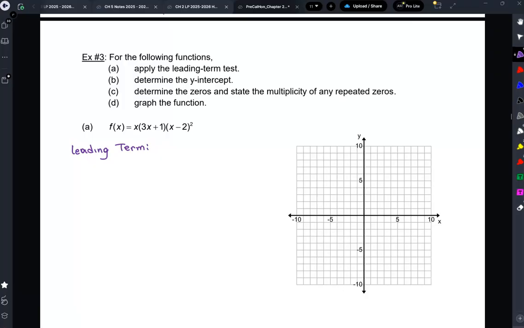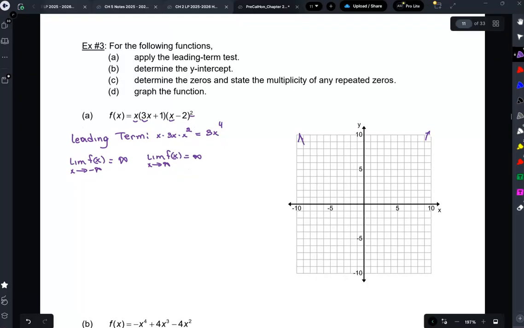It'll be x to the 4. So take a look: x times 3x times x squared will be positive 3x to the 4. So that means the limit of f of x as x approaches negative infinity is infinity, and the limit of f of x as x approaches positive infinity is also infinity. So on both ends, this is going up.